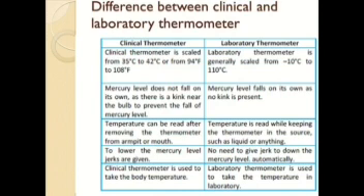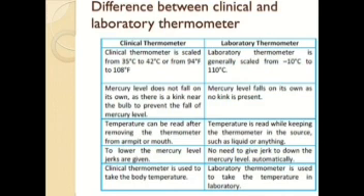Okay. Can we use the laboratory thermometer to measure human body temperature? No, because to measure human body temperature, we need to take it out from our mouth, isn't it? So, if the bulb of the laboratory thermometer is taken out, the mercury level falls down. So, we cannot use a laboratory thermometer for measuring human body temperature.